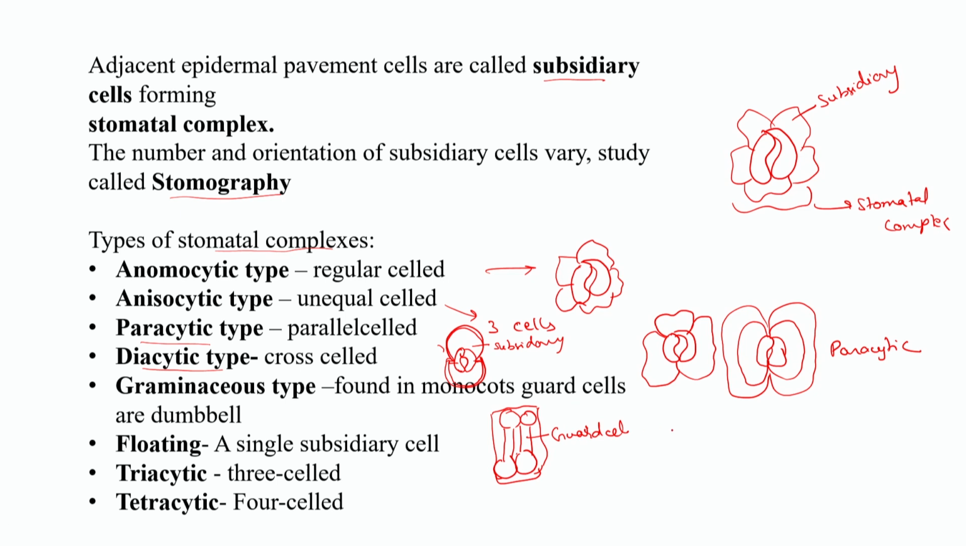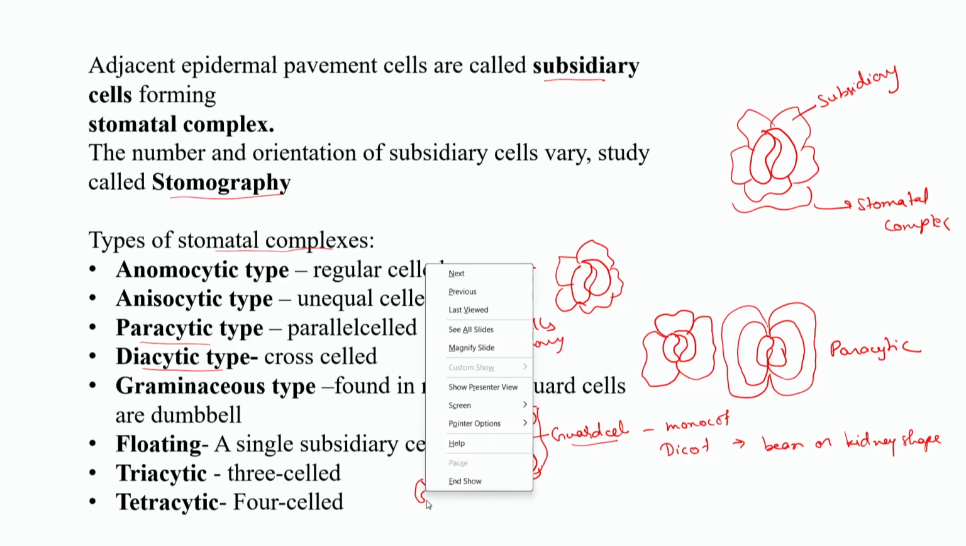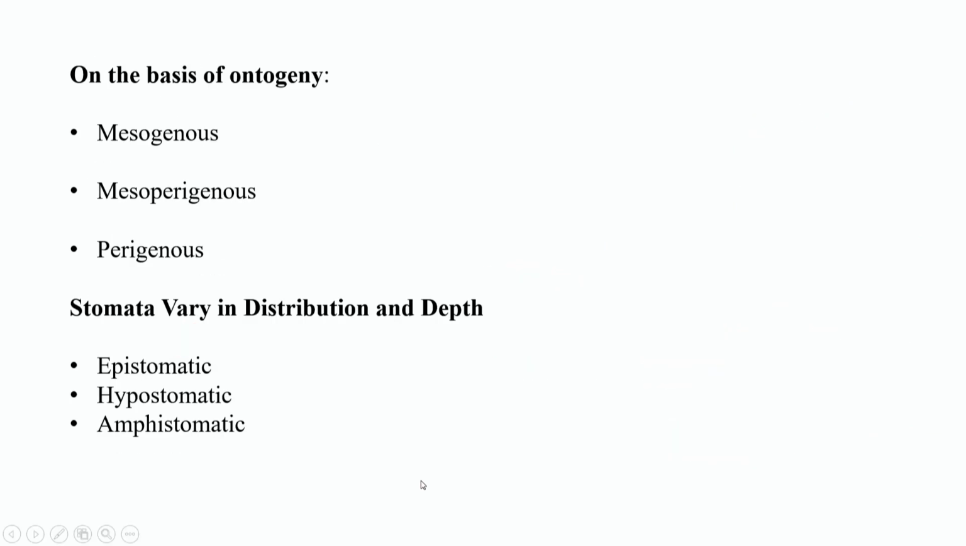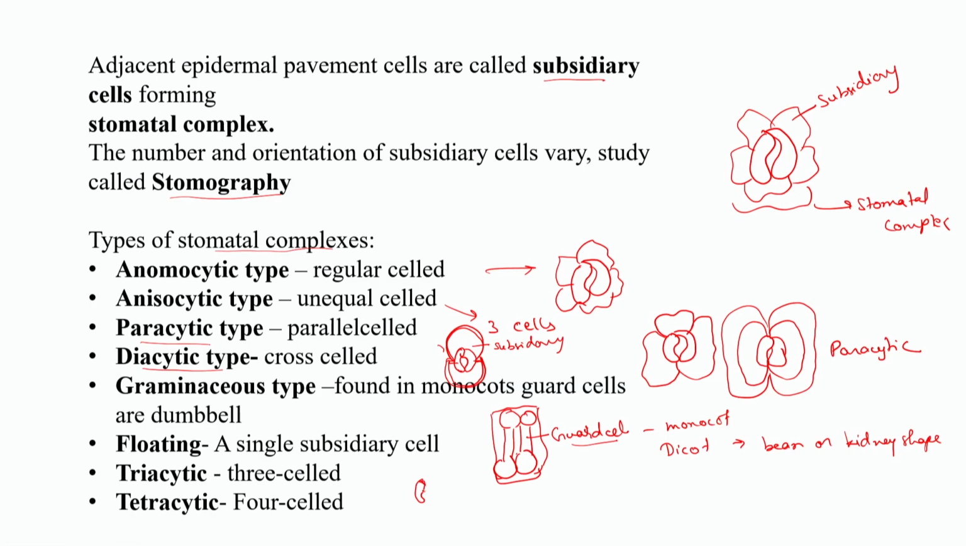So it is dumbbell shaped in monocot, and when we talk about dicot, that was bean shaped or kidney shaped. Coming to the floating type, in which a guard cell is surrounded by a single subsidiary cell. Tricytic, in which guard cells are surrounded by 3 subsidiary cells. Tetracytic, in which they are surrounded by 4 subsidiary cells.